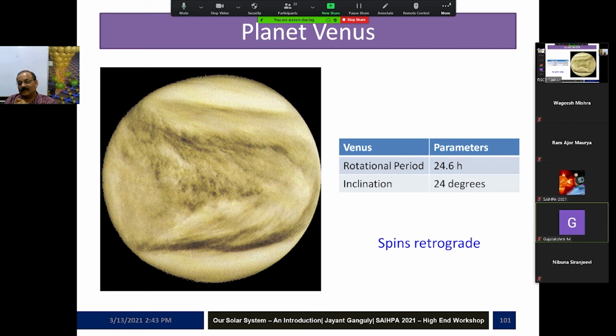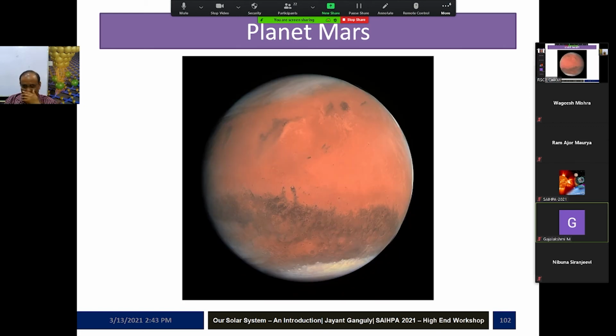There are certain other things: it rotates retrograde. Why it rotates retrograde is not yet confirmed; nobody knows about it. But its inclination angle is 24 degrees. We see that the inclination angles of Venus, Earth and Mars are all around the same, and it rotates retrograde. Its periods are also matching. So this is one of the things which has to be taken care of.